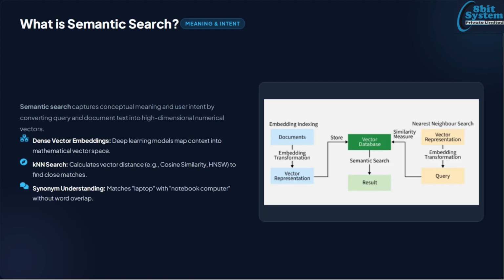Their vectors will be very close to each other. Another concept is KNN search, which stands for K nearest neighbors. It calculates the distance between vectors using similarity measures like cosine similarity or HNSW to find the closest matches. The next concept is synonym understanding. Here, semantic search understands that different words can have the same meaning. This makes semantic search much smarter than traditional keyword based searching. Moving on to the next, let's look at some advantages of lexical search.